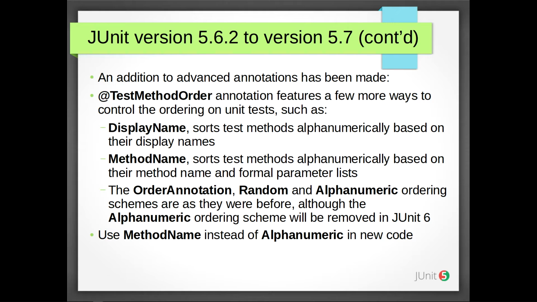An addition to advanced annotations has been made. The @TestMethodOrder annotation now features a few more ways to control the ordering of unit tests, such as DisplayName, which sorts test methods alphanumerically based on their display names; MethodName, which sorts test methods alphanumerically based on their method name and formal parameter lists. The OrderAnnotation, Random and Alphanumeric ordering schemes are as they were before, although the Alphanumeric ordering scheme will be removed in JUnit 6. Use MethodName instead of Alphanumeric in new code.